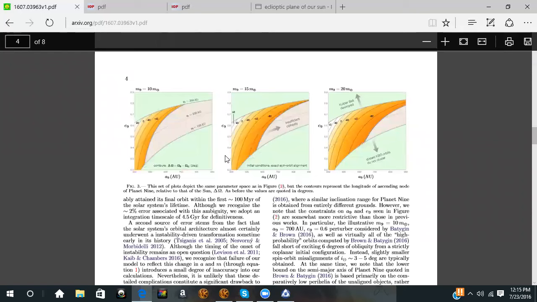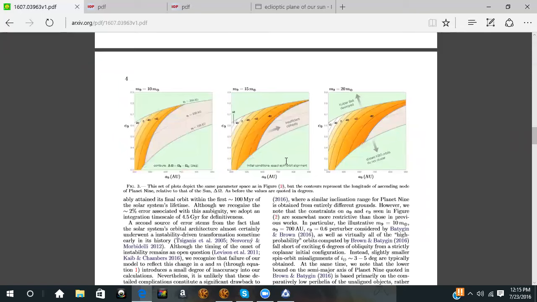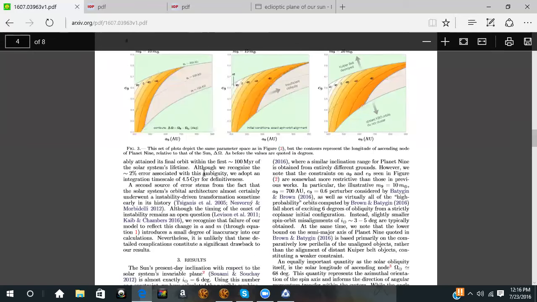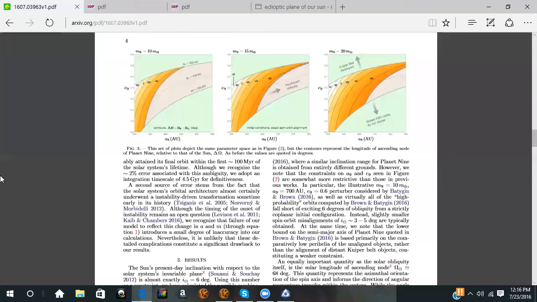This plot depicts the same parameter space as in the figure. It just shows you how 20 was too much, 15 did not account for the obliquity, but 10 made it perfect, okay? Different programs, different ways to look at it. Now these are all shown from different people.